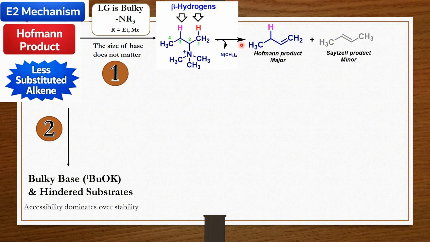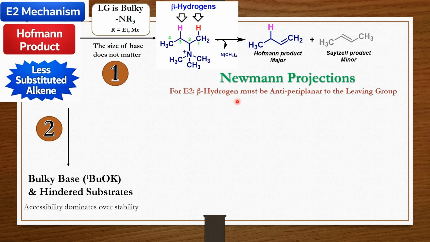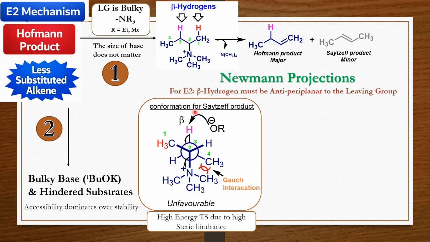So why are you getting the Hofmann product as major and Saytzeff as minor? We can understand this through the Newman projections. We know that in an E2 elimination reaction, the beta hydrogen must be anti-periplanar to the leaving group. This is the structure of the starting material, and I have labeled two beta hydrogens, this one in red color and this one in pink color. So now let's draw the Newman projections and conformations for the Saytzeff product.